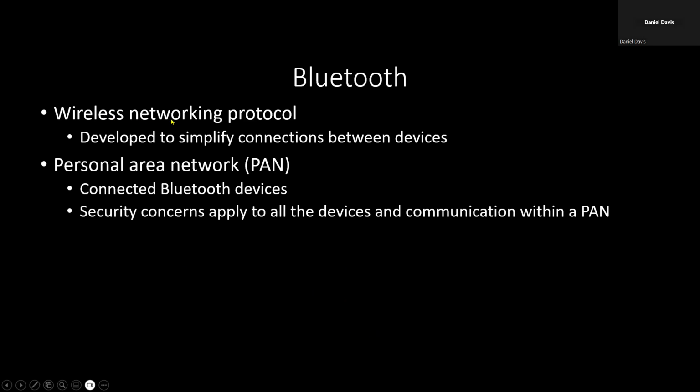What is Bluetooth? Again, it is a wireless networking protocol developed to simplify connections between devices. Whenever we connect using Bluetooth, we create a personal area network, a PAN. Security concerns apply to all the devices in communication within a PAN. So our normal security concerns still are a critical aspect when we're talking about a personal area network.